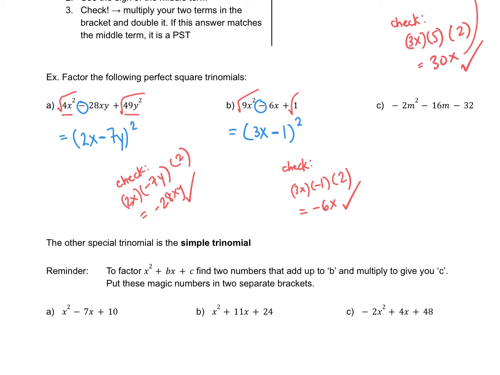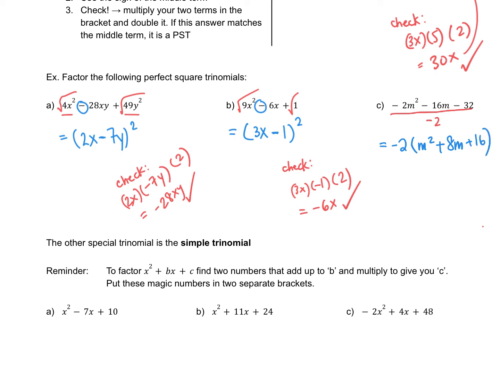All right, for C, we have a few little problems here. The first problem is that the first term is negative, which right away tells you I need to do a common factor, even if it's just negative 1. But also, if you look at the 2 and the 32, they're not perfect squares. So there must be more of a common factor here. And we actually have a GCF of negative 2. So when I factor out negative 2, we're going to be left with m squared. Negative 16m divided by negative 2 is positive 8m. And negative 32 divided by negative 2 is positive 16.